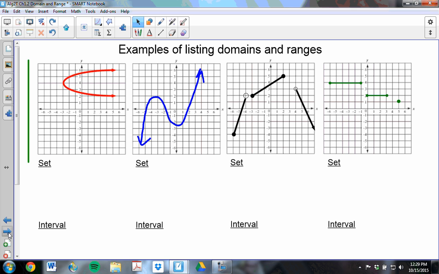So here's 4 that you can try. Pause the video, give it a shot, do it in set or interval notation, I don't care, I'll do both. It's going to take me a while to go through all 4 of them well, but I'll try and do it quickly. But at this point we're just doing examples to check.